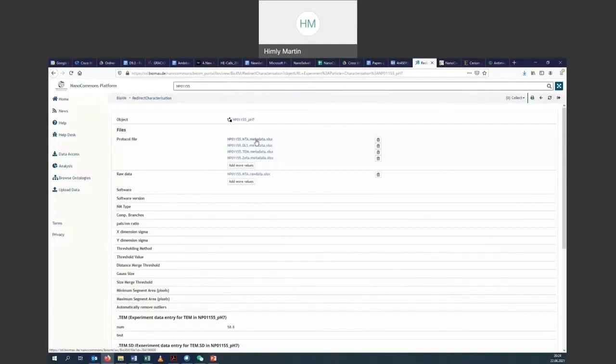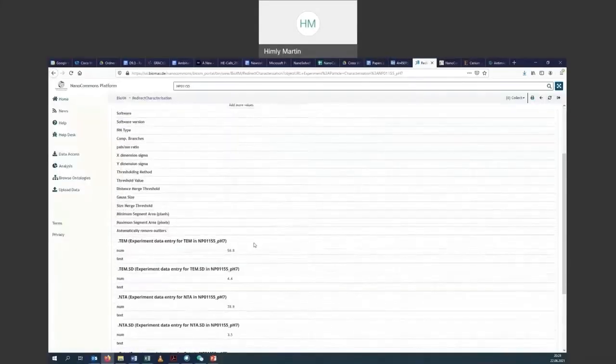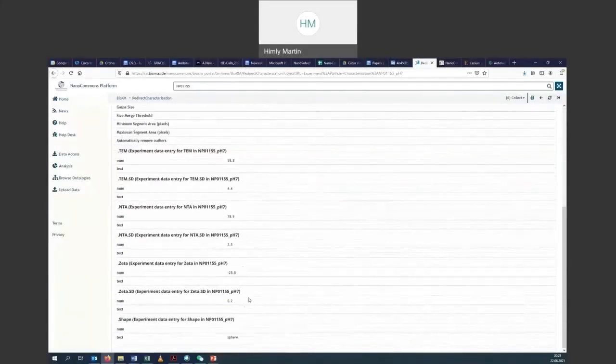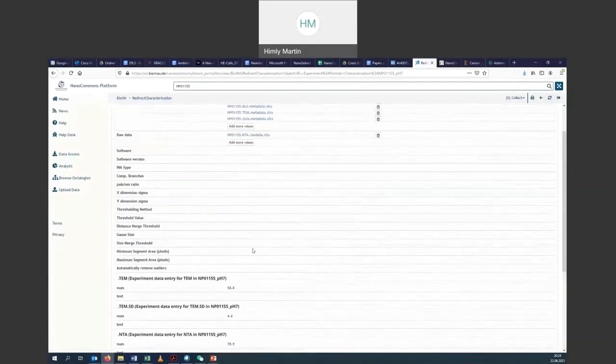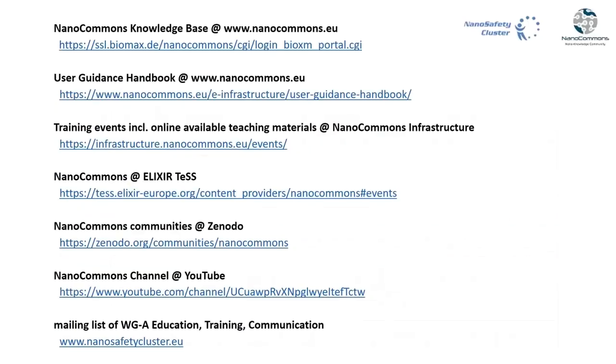To include all the parameters that are necessary. So you can here find some examples and have a look into. You would also be able to deposit the raw data, and then these values are also to be seen. And via the knowledge base, you can also, as I said already, perform analysis.